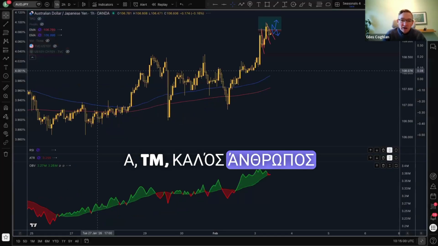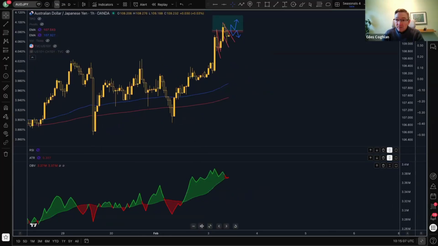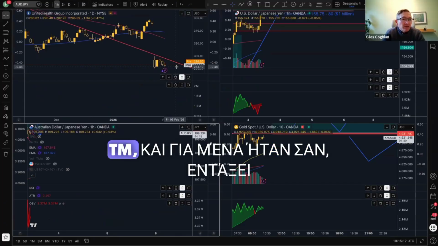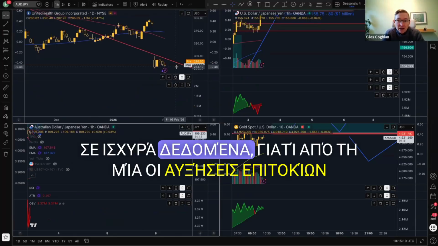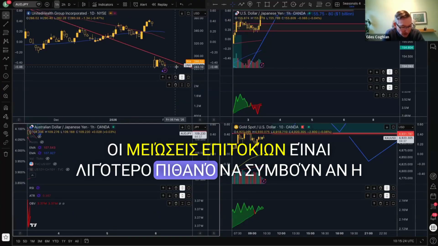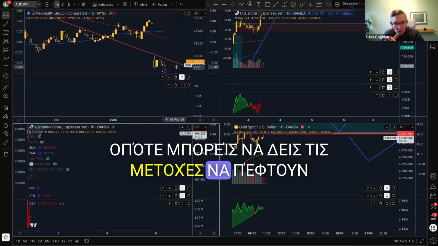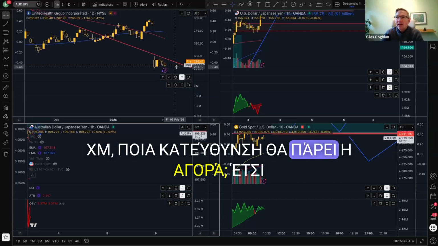TM, good man. You're absolutely right, and that was well played. Now I was trading the ES at the time, TM, and for me it's a bit more complicated how the stock market reacts to strong data. Because on one hand, interest rate cuts are less likely to come if the US economy is doing well, so stocks fall, but on the other, the US economy is doing well, so stocks rise. It's which way is the market going to go?